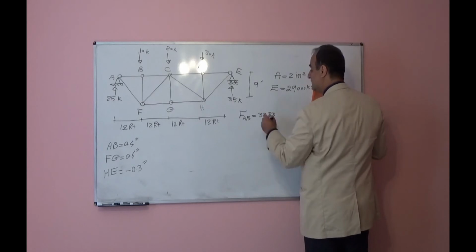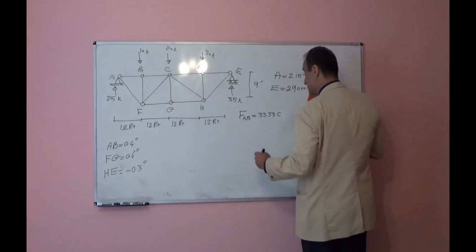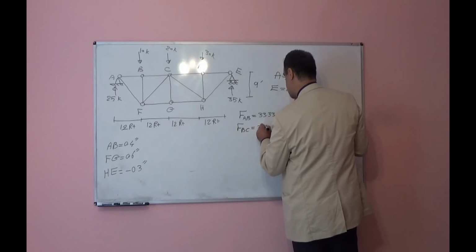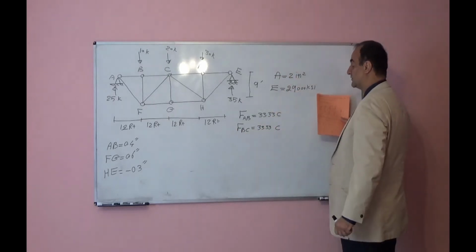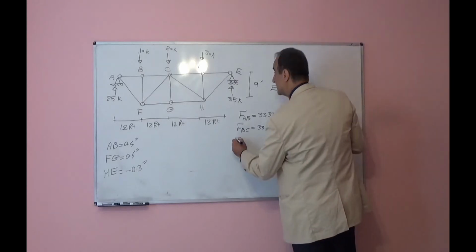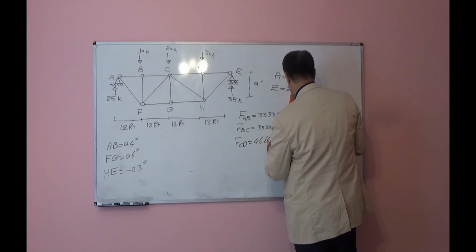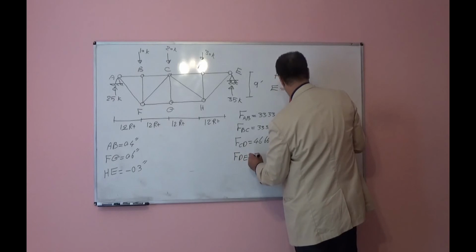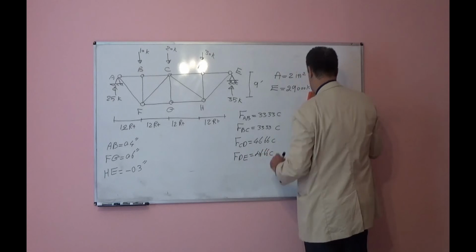Force in AB will be 33.33 compression, so negative, or you can put C, meaning compression. Force in BC will be 33.33, again negative, or compression force. CD will be 46.66 compression. DE will be 46.66 compression.